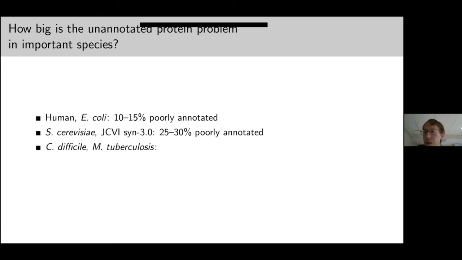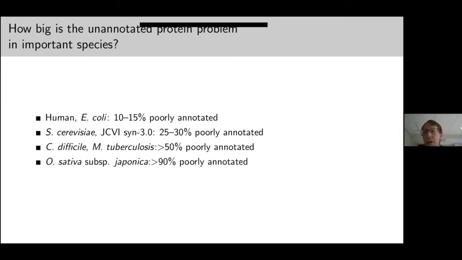difficile or M. tuberculosis, you're at about 50% poorly annotated proteins. So this is clearly a substantial problem. And then when we move to, say, rice, which is extremely important for human health and nutrition, you're in the ballpark of 90% poorly annotated proteins. And so really, these are important genomes where we do not know the functions of a large chunk of the proteins, and that reduces our ability either to engineer them in some cases or to identify potential drug targets in others.